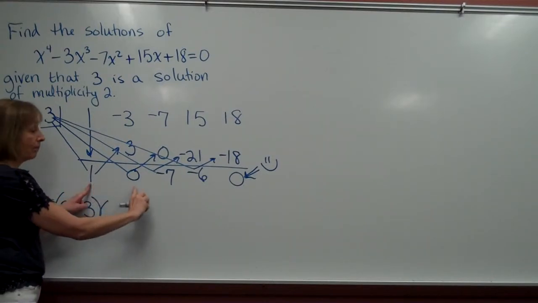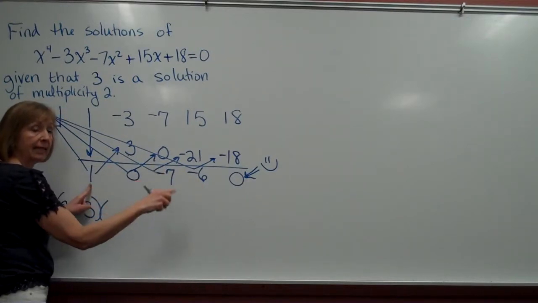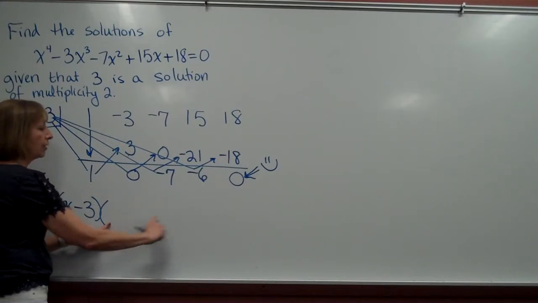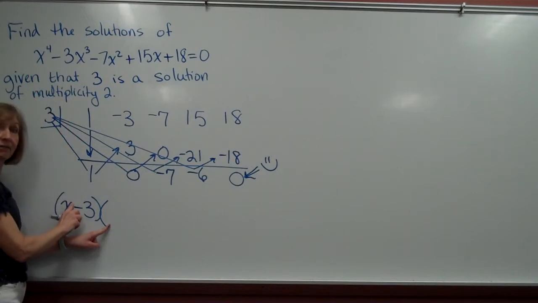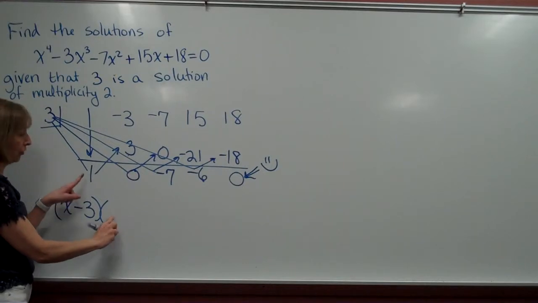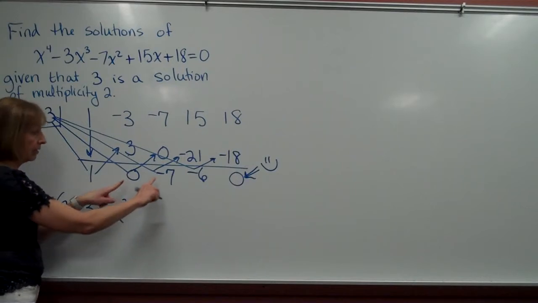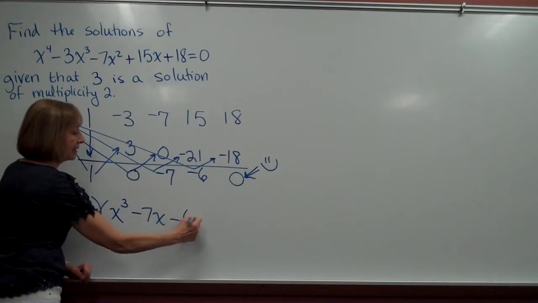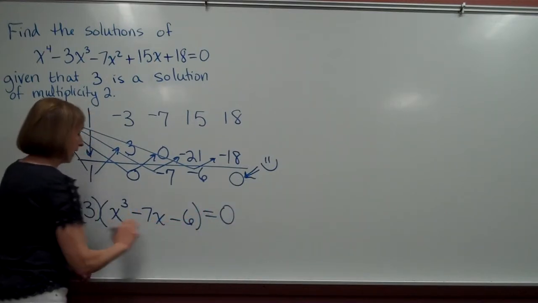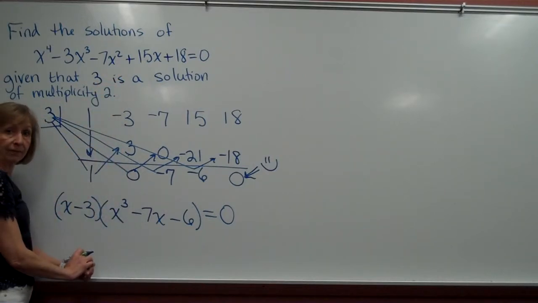And the bottom row of the synthetic division table gives us the coefficients of the descending order terms of the other factor. Now this started out as an x to the fourth, and I divided out an x to the first. So my first term here is going to be an x to the third. So I have 1x to the third, I have no x squareds, I have minus 7x and minus 6, and then that is my factorization equal to 0. So I partially factored the original equation.